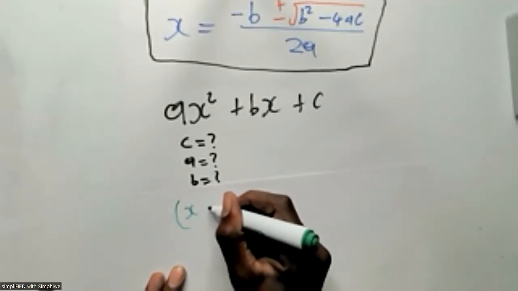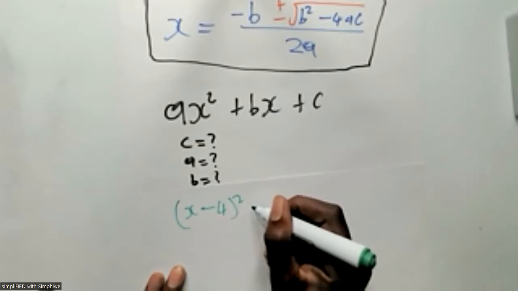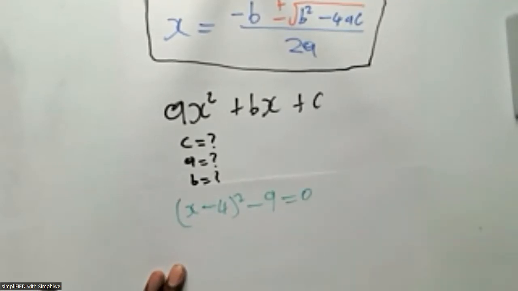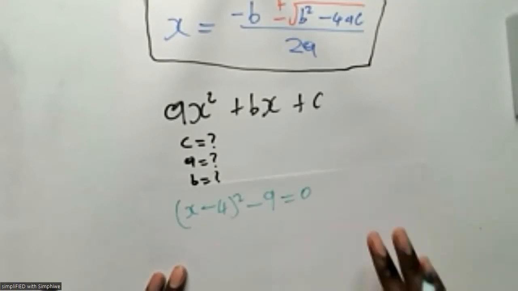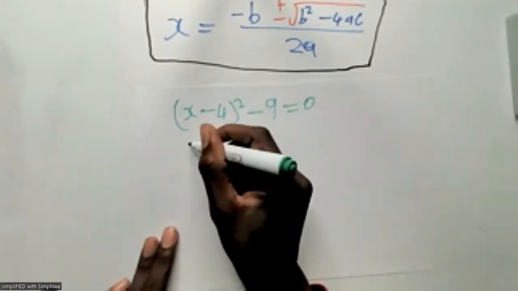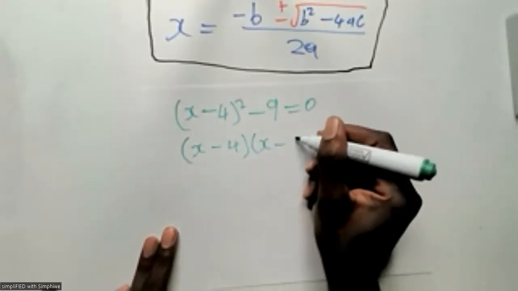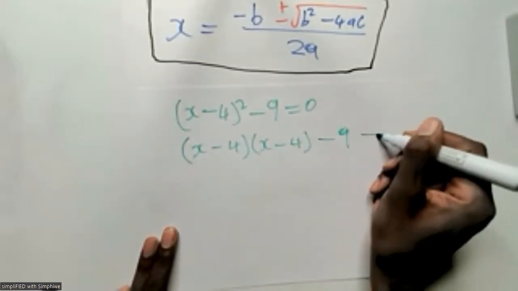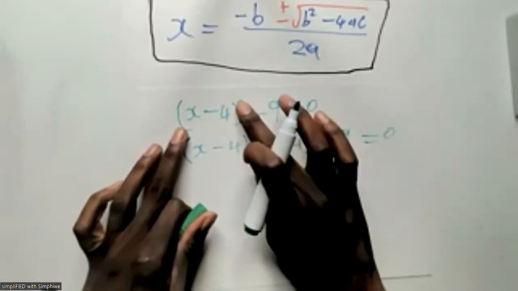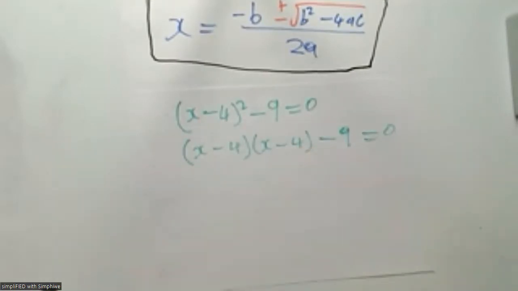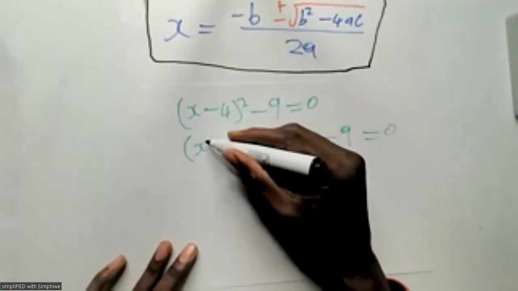So the first question goes like this: (x minus 4) squared minus 9 is equal to 0. If I simplify, this is the same as (x minus 4) times (x minus 4) minus 9 is 0. This is what the squared means, it means it's doubled. If you want to understand exponents, go to the chapter where we talk about exponents.